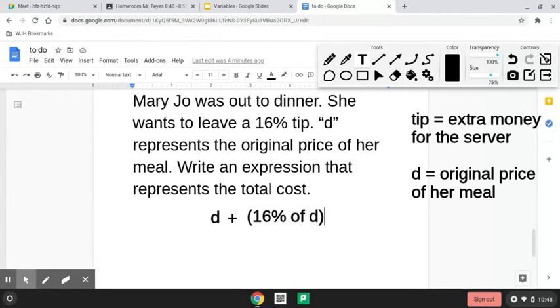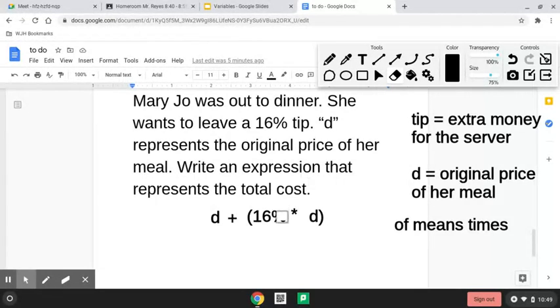And in other words, when you see that word of, it means times. 16% of D is 16% times D. So I'll write it with the star because we've got to get used to using that instead of the X, because X is a variable sometimes. So 16% times D.